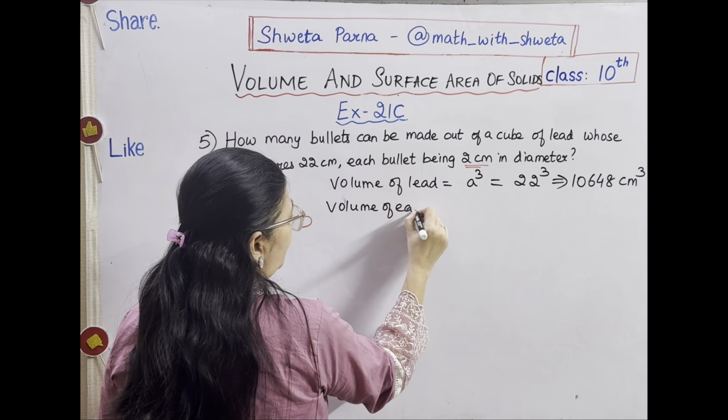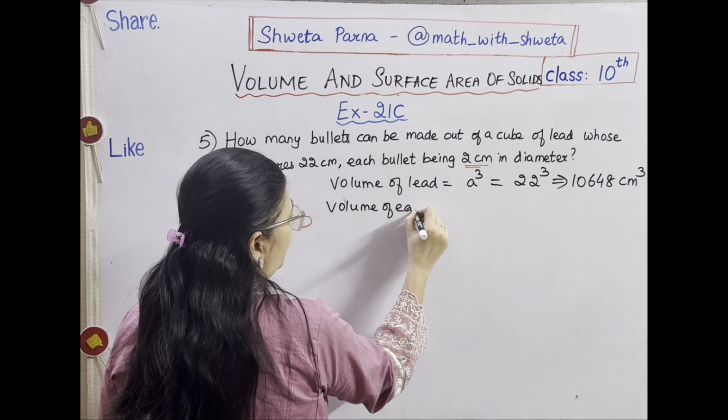Okay. Now let's find the volume of each bullet, which is in the form of a sphere. What is the formula to find the volume of a sphere? It is 4 by 3 pi r cube, which is 4 upon 3 into 22 upon 7 into, what would the radius be? Diameter is 2 centimeter, so radius would be 1 centimeter, half of it, right? 1 into 1. So this would be 88 upon 21 centimeter cube.